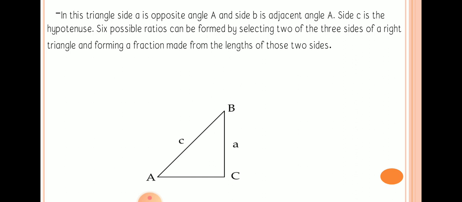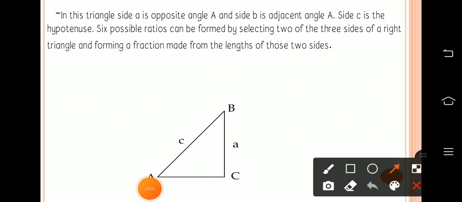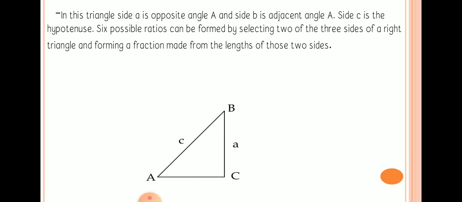In this triangle, side a is opposite angle A, and side b is adjacent to angle A. Side c is the hypotenuse.